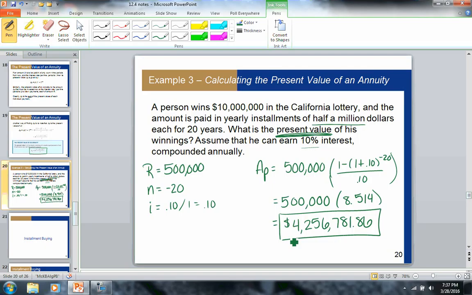So this is why, when the lottery has an option where you can take a lump sum or you can take payments over a certain amount of time, this would be like the lump sum. Like, here's what it's worth right now. Boom, there's your money.